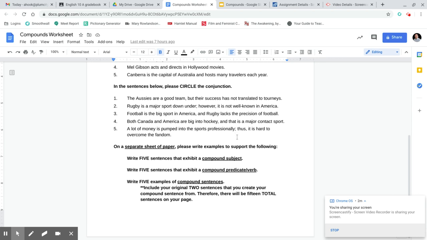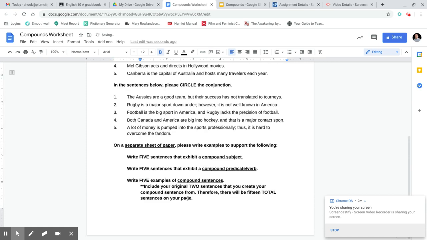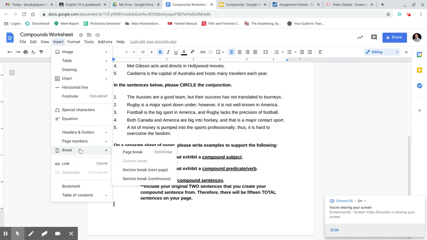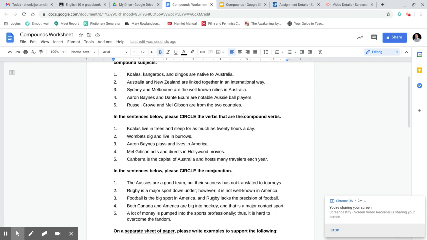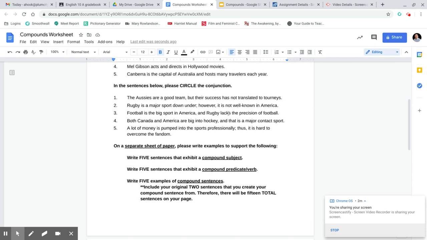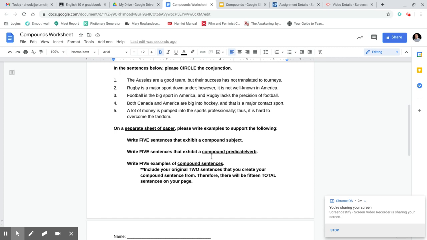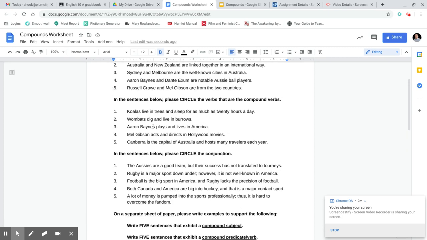All right, then the fourth part here is on a separate sheet of paper. You at home can use just another Google Doc. What we'll do here is if you go up here and click insert and go to break and page break, you'll get a whole new page. So go ahead and type yours on there or write yours on there. But what I would like is you to write 5 sentences. The first 5 cover a compound subject, where you would do something similar to this first part here. And then the second one is write 5 sentences that exhibit a compound predicate. That would be the second section here.